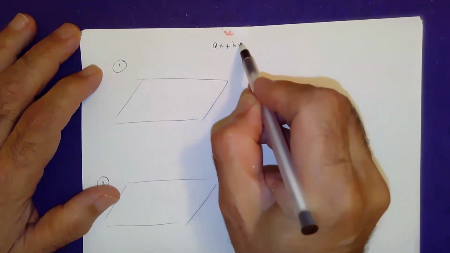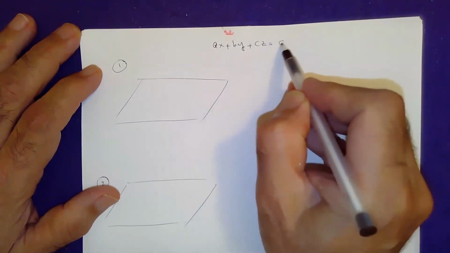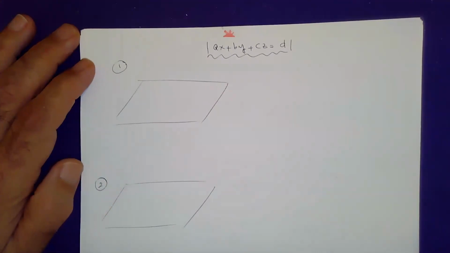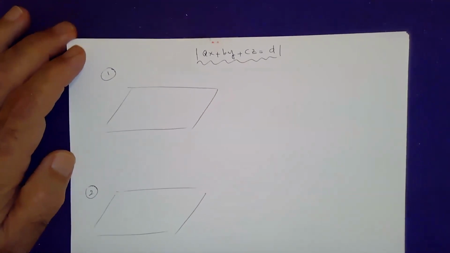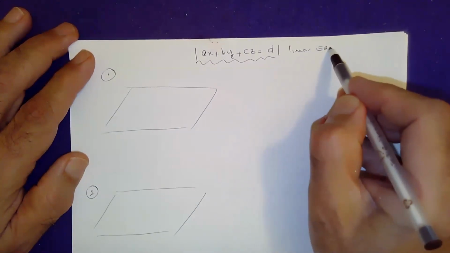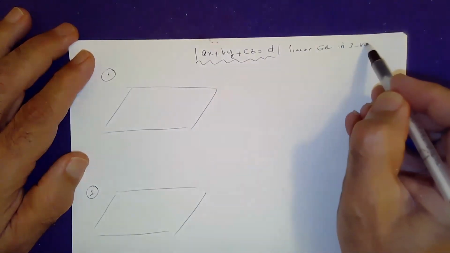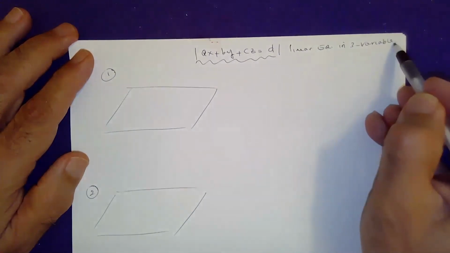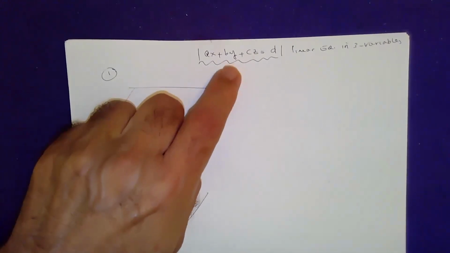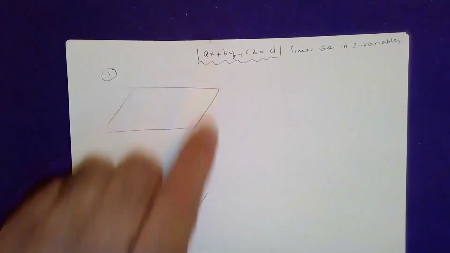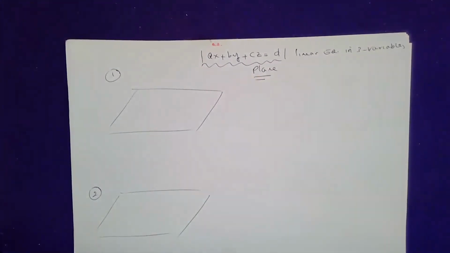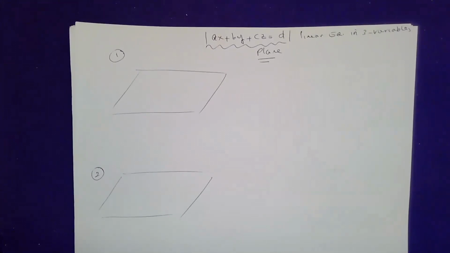AX plus BY plus CZ is equal to D is called the standard form of a what? Equation of a plane. As a matter of fact, this is called a linear equation in what? Three variables. Anytime you have a linear equation in three variables, you can bet your money the graph is a plane. It's not a line, it's not a point, it's a plane.